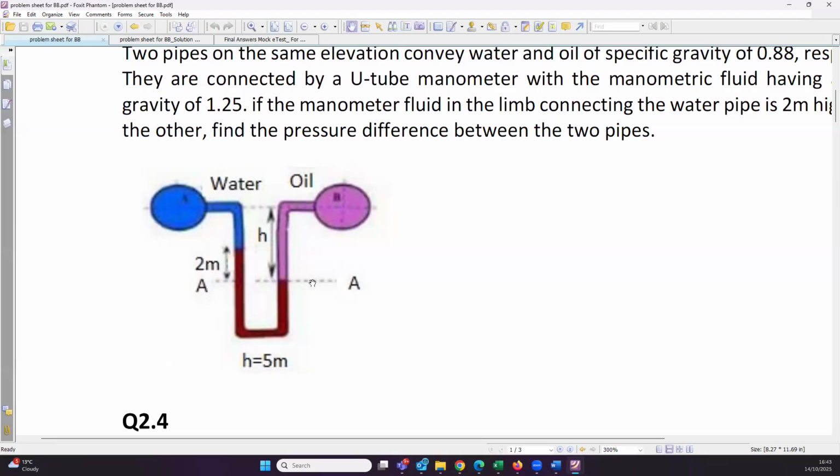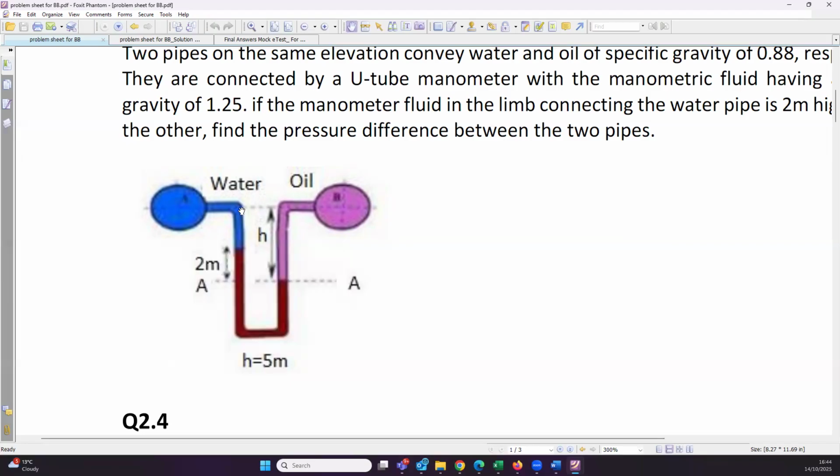Now, in theory, we know that if the two points are connected by the same fluid, the pressure at point A and the pressure at point A prime, let's call it, should be equal due to isotropy of pressure. So what is the pressure at point A prime? Now forget about the rest of the manometer, just look at this side. The pressure at A prime, or at this A, is the pressure due to water, that is PA, plus the pressure due to this point here. And what is this point?